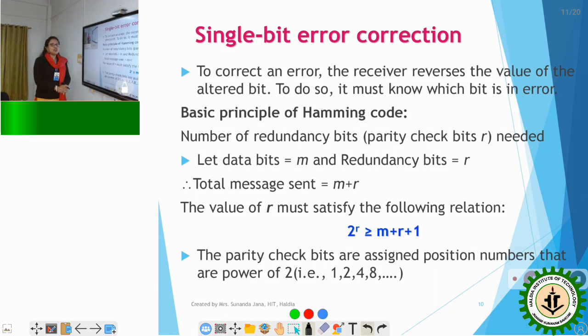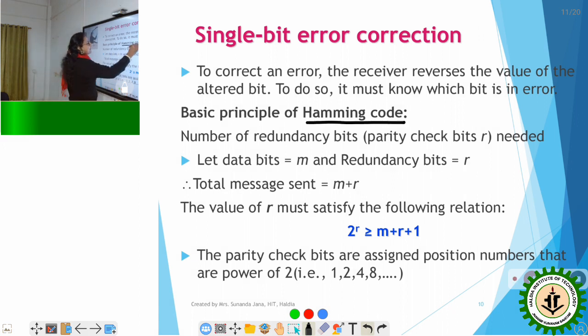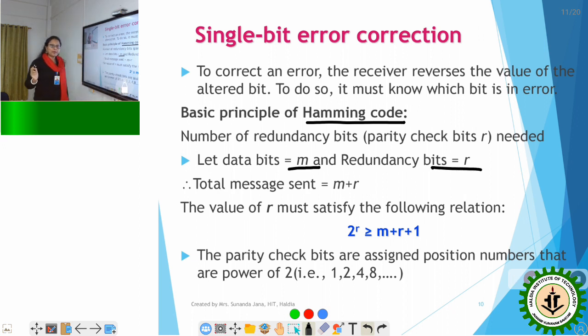Now, in the case of forward error correction, we have the process called Hamming code. By using Hamming code, we can perform error correction. So now, how will we do that? Hamming code has certain principles. First, we have to know that. Suppose we have the data of m bits. With m bits of data, we have to add our redundant bits to make the code word.